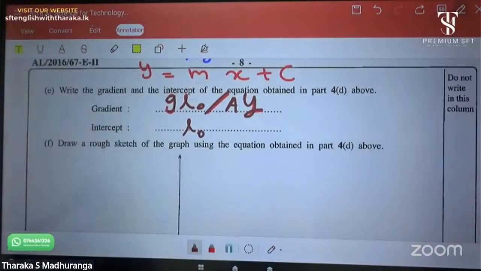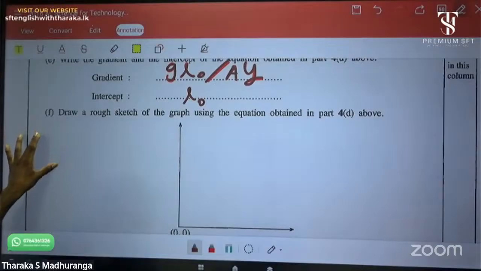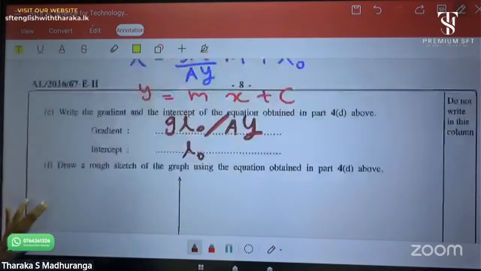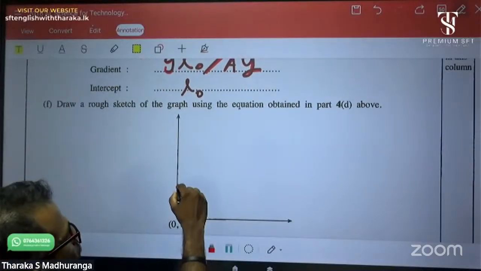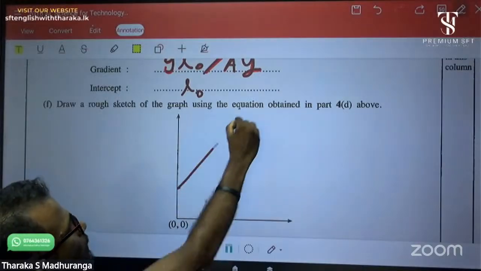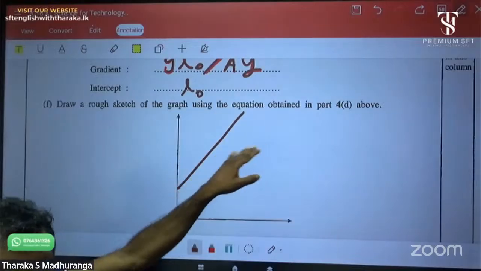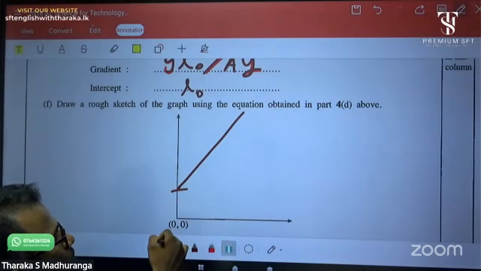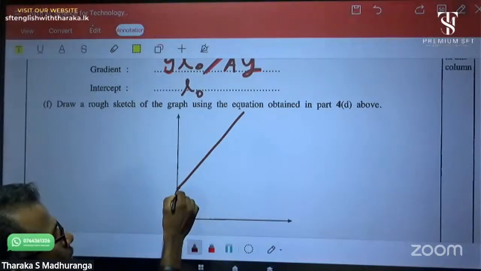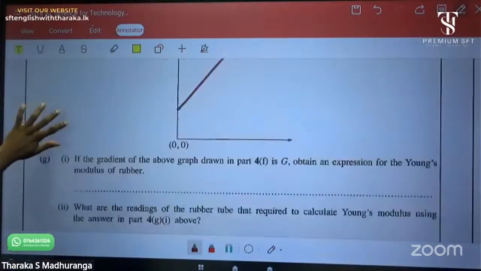Draw a rough sketch of the graph using the equation obtained in previous part. Okay, D part. It is y equals mx plus c. Then the intercept is a positive value. Therefore, the y-axis cutting point is a positive value, and the graph should always be like this. It's a straight line above the zero. We don't know the exact intercept, but it should be above zero because there is an intercept.